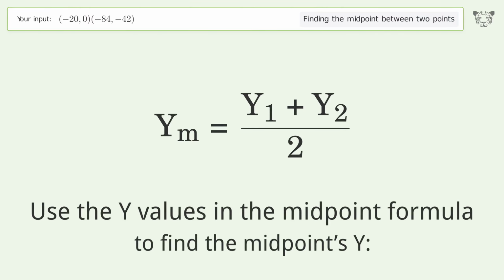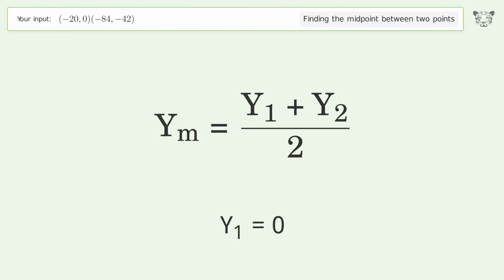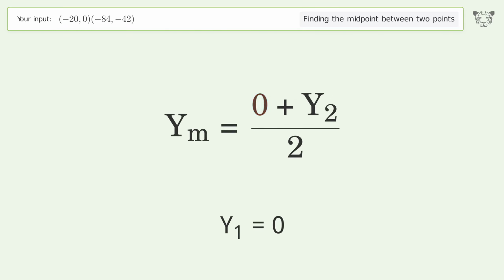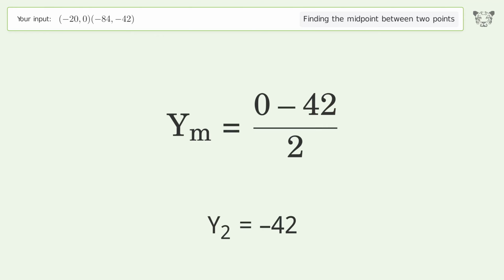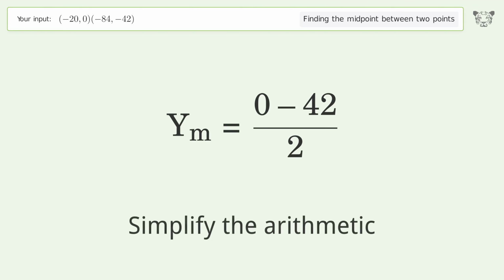Use the y values in the midpoint formula to find the midpoints y. y1 equals 0. y2 equals -42. Simplify the arithmetic.